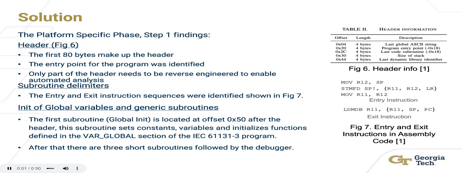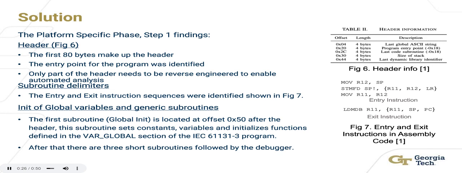The platform-specific phase, Step 1 findings. As can be seen in Figure 6, the first 80 bytes make up the header. The entry point for the program was identified. Only part of the header needs to be reverse engineered to enable automated analysis. The subroutine delimiters were identified. The entry and exit instruction sequences were identified as shown in Figure 7.